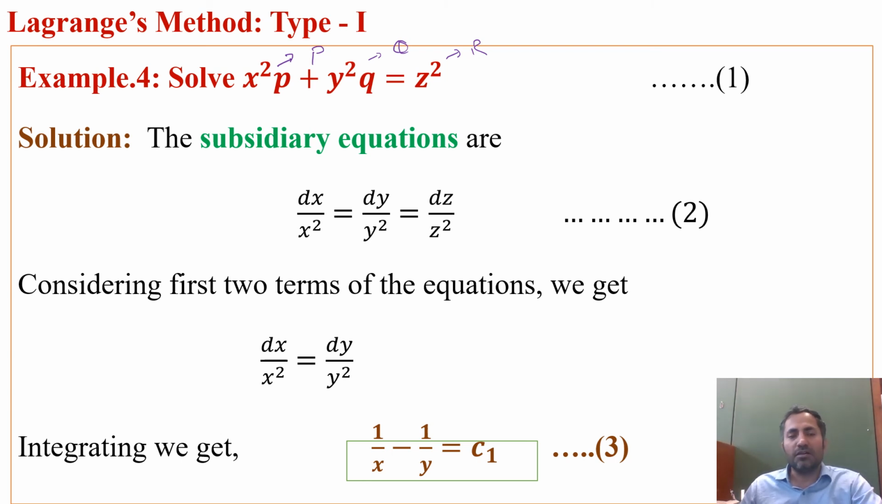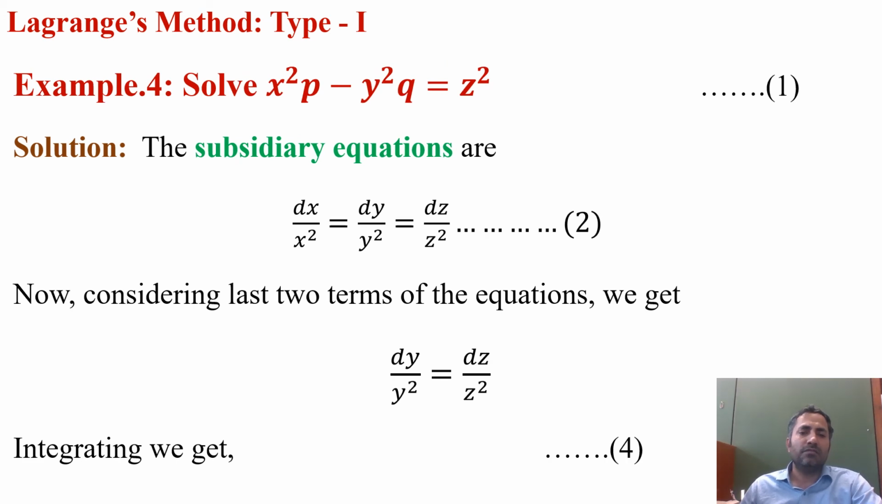The next part is you can select again other two. So either the last two, or first and third, that you can take. So here we have taken the last two terms. The last two terms are dy upon y square equals dz upon z square. In the same manner we can integrate here. So it is 1 upon y minus 1 upon z equals c2.